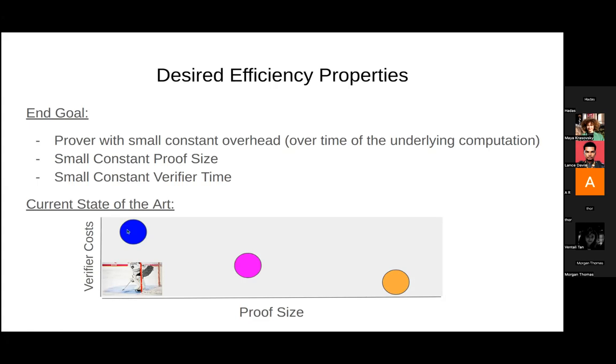The blue one is like KZG, things that use cryptographic assumptions like the discrete log assumption. These also have other drawbacks like requiring a trusted setup. Over here are schemes like Brakedown and Ligero. They have a large proof size, but very, very fast prover time. And then here is FRI, which has a pretty fast prover, smaller proof size than Brakedown and Ligero, but not as small as what you get from using a discrete log assumption.